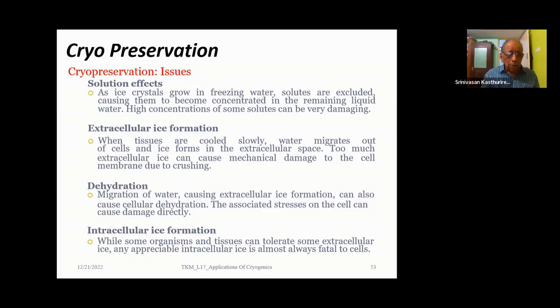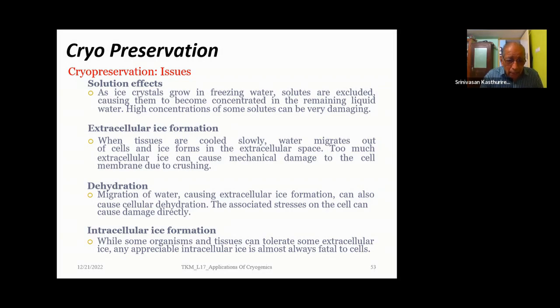Then sometimes there is ice formation happening in extracellular zones. When tissues are cooled slowly, water migrates out of the cells, and ice forms in a zone which is extracellular, that is, the area outside the cells. So too much extracellular ice formation also causes mechanical damage to the cell membrane, because of crushing, because ice now occupies more space. So therefore, it tries to crush the cells.